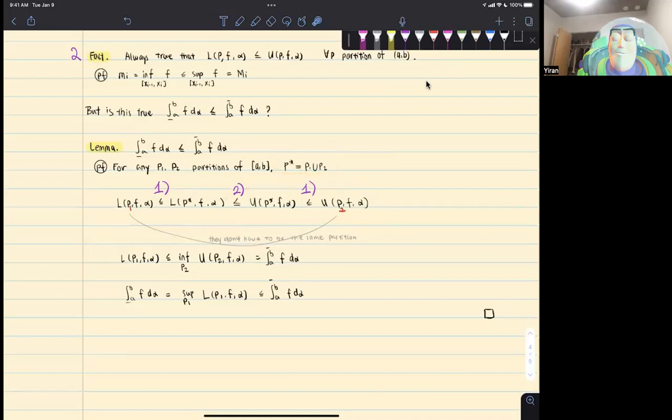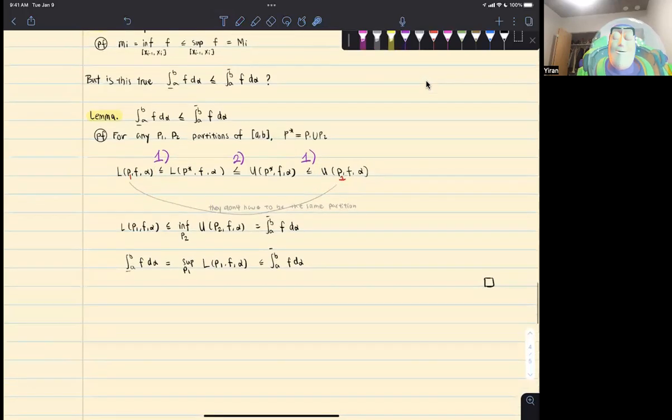So the conclusion is this is smaller or equal than this for any two partitions. P1 and P2 can be any partition. And therefore we can take the infimum on both sides. If we take the infimum on this side over all the partitions, P2 does not affect.